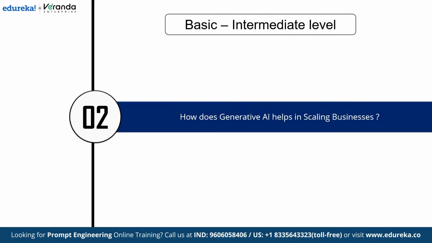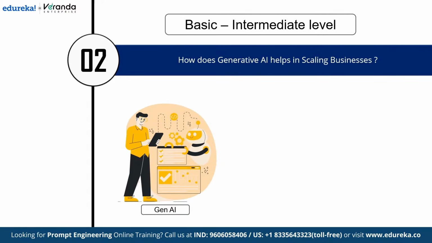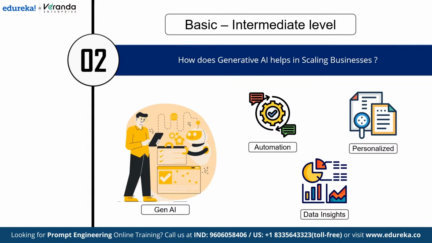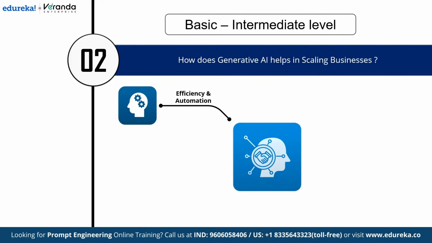How does generative AI help in scaling businesses? Well, generative AI helps businesses scale by automating and optimizing processes, creating personalized customer experiences, and generating data-driven insights. Here's a breakdown of how it contributes. First, efficiency and automation. Generative AI automates repetitive tasks such as content creation, customer service via chatbots, and report generation, freeing up human resources for strategic activities.